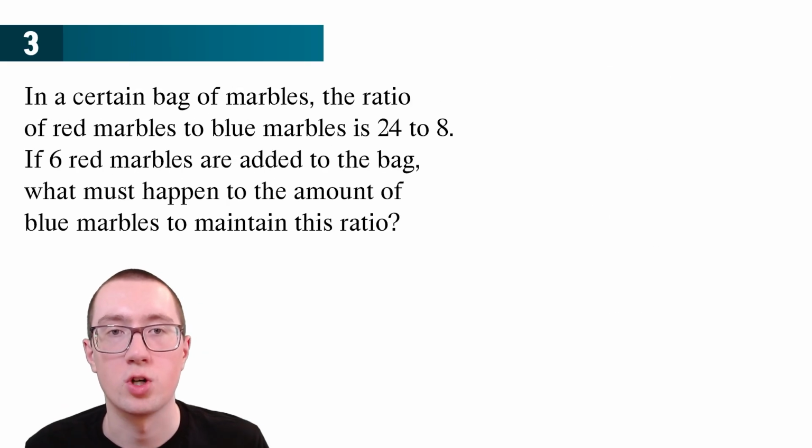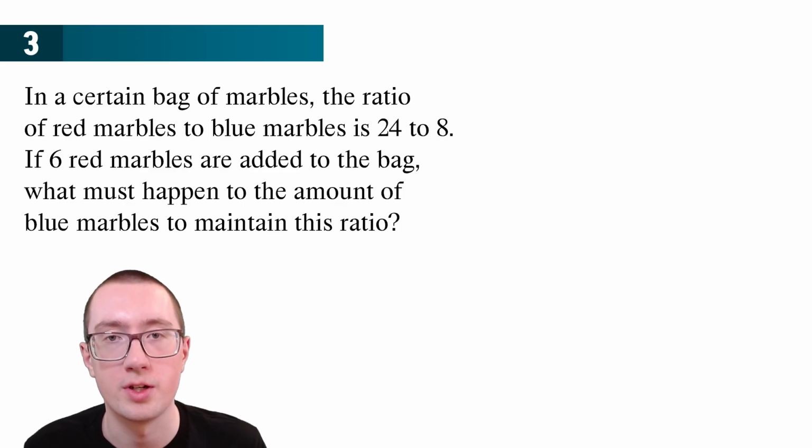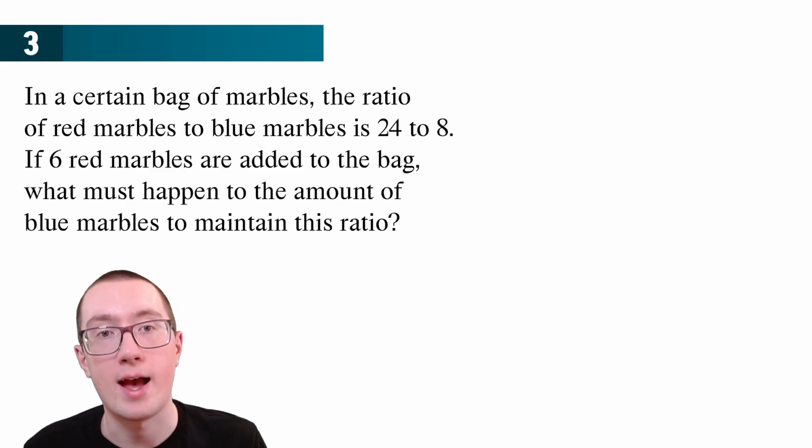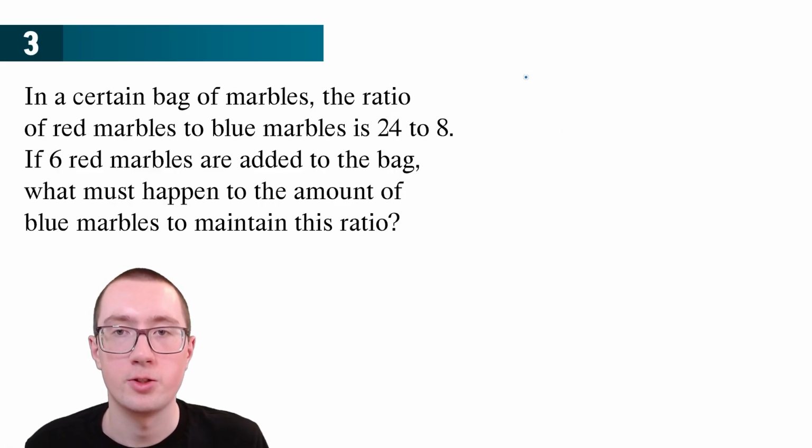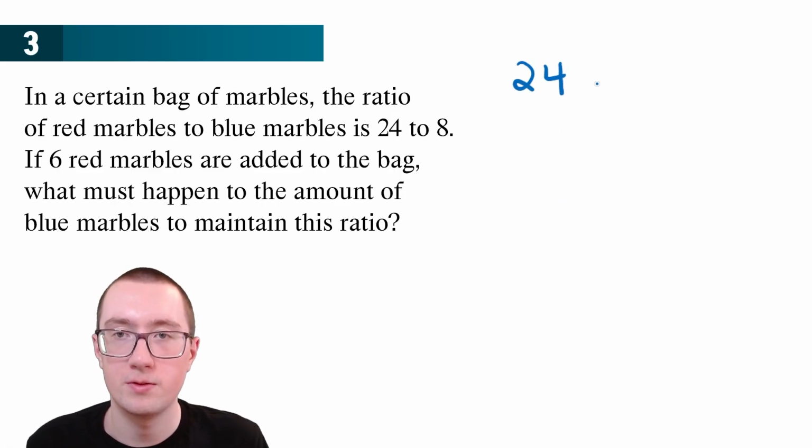Okay, here we have another word problem, and classic, it's a bag of marbles. So in this bag of marbles, the ratio of red to blue is 24 to 8. It says if we added 6 red marbles to the bag, what must happen to the amount of blue marbles to maintain this ratio? So if you're not sure how ratios work, usually we write them with a colon. So we would say 24 to 8.